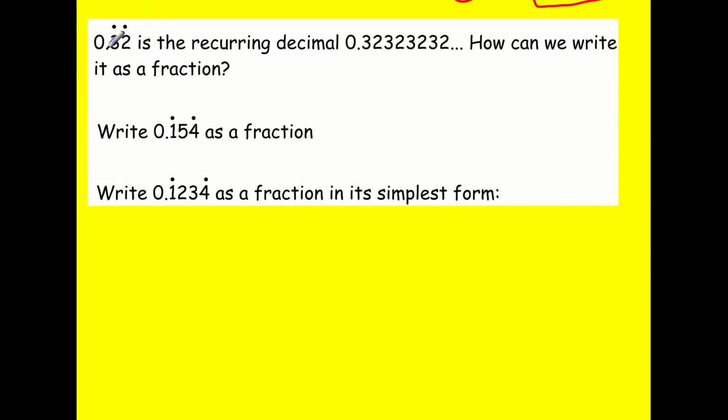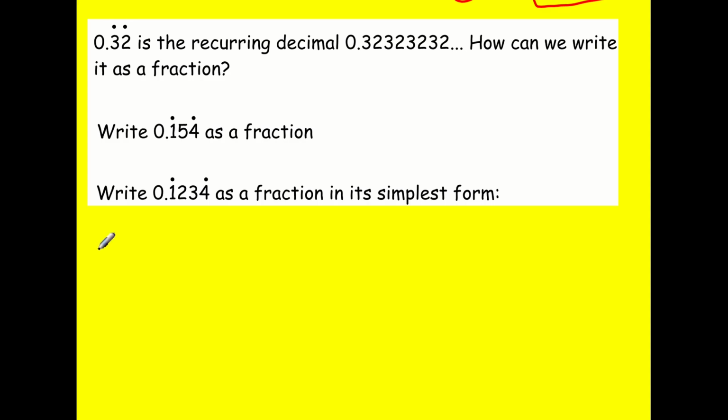If I have 0.32 recurring, 0.32, 32, 32, 32, so on, how can I write that as a fraction? This is one of my favorite topics, I think, at GCSE, because it links, you wouldn't expect it. This looks a very difficult problem, but you can bring algebra into our number to actually solve it. So this is how we're going to do it.